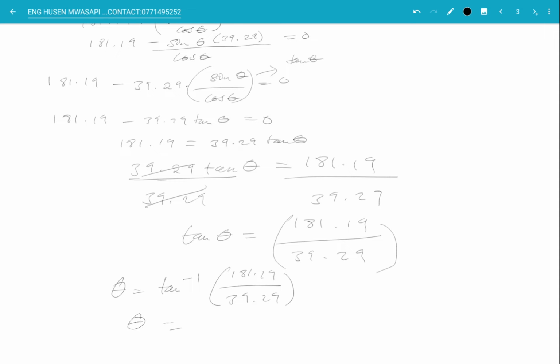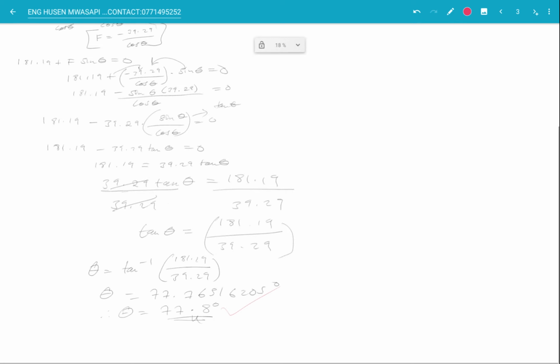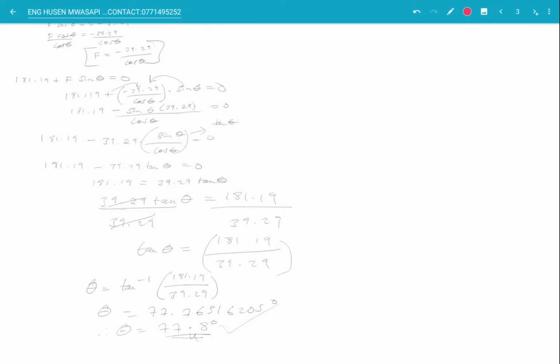So I can use a calculator and say shift tan, since you're looking at the inverse function. You say 181.19 divided by 39.29. If you compute this, you basically get 77.76516205 degrees. If you round this off, theta is equivalent to 77.8 degrees. Now this is the value of theta. You have solved theta. Wow, you get it correct. Now all you need is to solve for the force.